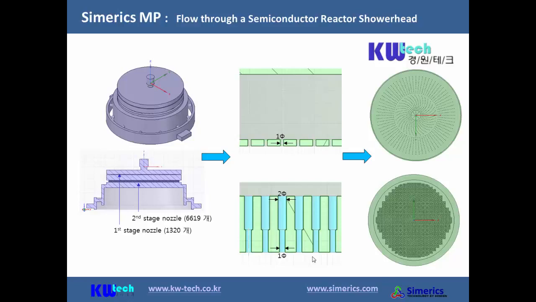This is the example that was done by Simerics MP. You can see that it's a two-stage. So looking at the solid piece here, flow comes in from the top, goes through a first set of holes, and then down through a second set. The substrate would be down here, the reacting surface, and then the fluid that comes in is going to exit through the device.